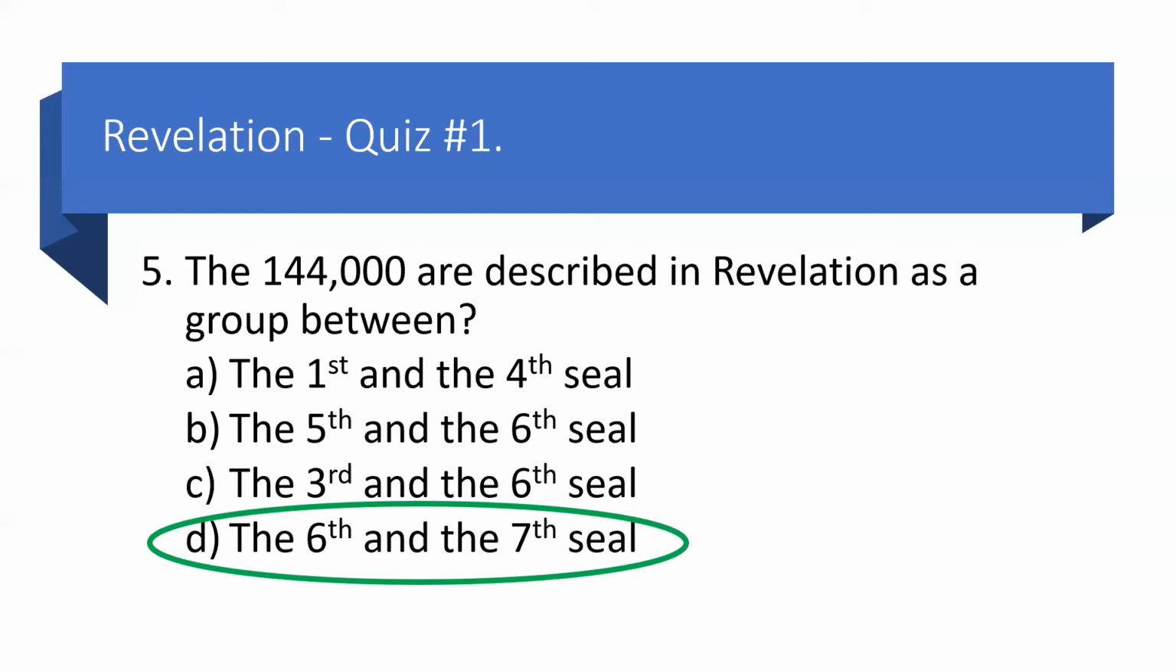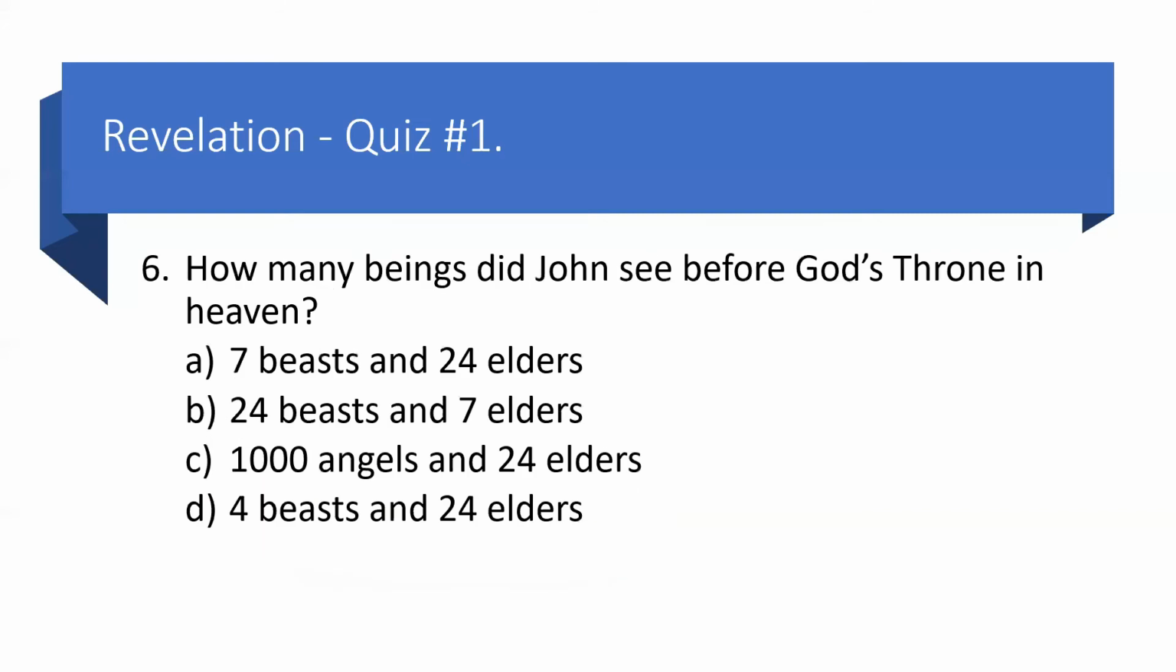And then Revelation chapter 7 gave us a long explanation about the 144,000. And then Revelation chapter 8, verse 1 told us about the seventh seal. So the description of the 144,000 came as a description in the Bible between the sixth and the seventh seal. So again, I hope all of you got that correct.